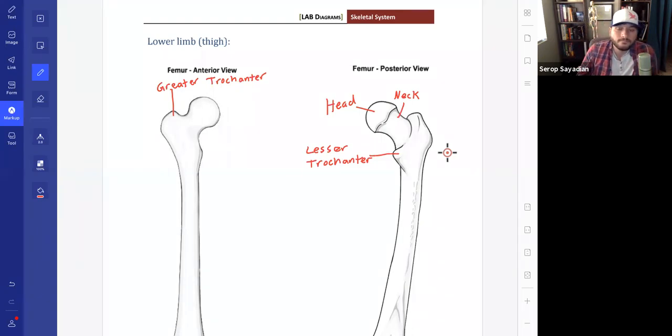Cool. Just like the humerus, the greater one is on the lateral side, the lesser one's on the medial side. But in the humerus, they weren't called trochanters, they were called tubercles.